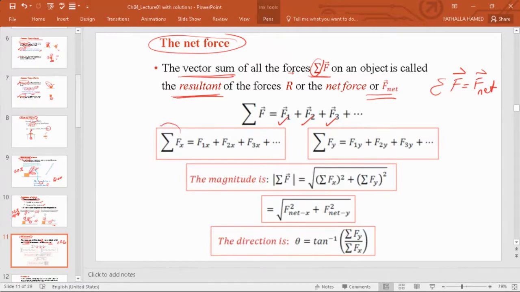So when you take only the x component of the net force, that means you're summing all the x components. So you have here F1x, F2x, F3x, and so on. And you get the net y component of the forces, and you have here F1y, F2y, F3y, and so on. Like you're dealing with vectors.